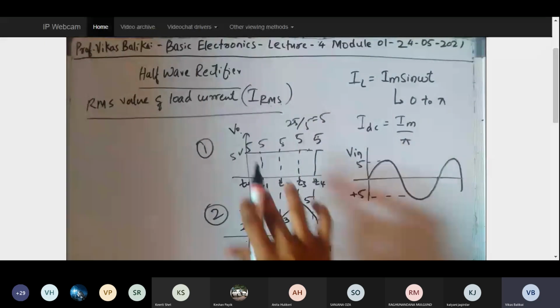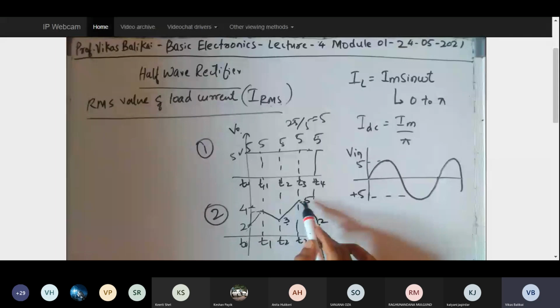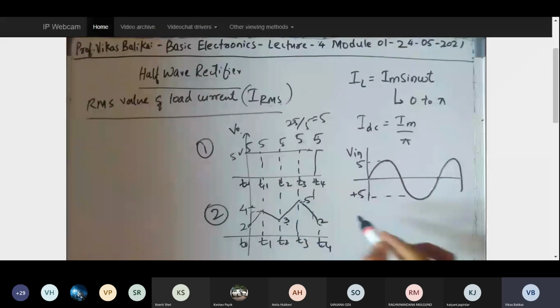Again, if I consider figure number 2 and ask you to calculate the average, you just keep on observing the value of the current at different instants of time. At time 0, current is 2, t1 4, t2 3, t3 5, t4 2. So just add all of them. 2 plus 4, 6, 6 plus 3, 9, 9 plus 5, 14, 14 plus 2, 16, divided by 5, somewhere around 3 point something, 3.2, right? So this is my average current.